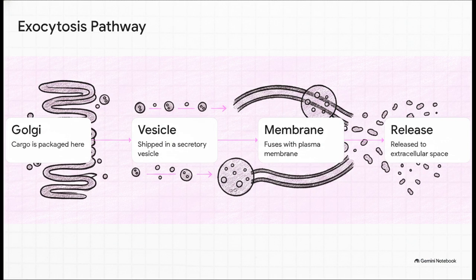When it's time to export large materials, like hormones or antibodies, exocytosis follows this highly organized assembly line pathway directly out of the cell. Step 1, the cargo is packaged in the Golgi apparatus. Step 2, it's shipped in a secretory vesicle. Step 3, it fuses with the plasma membrane. And Step 4, it's finally released into the extracellular space. It's shipping and receiving at a microscopic level.